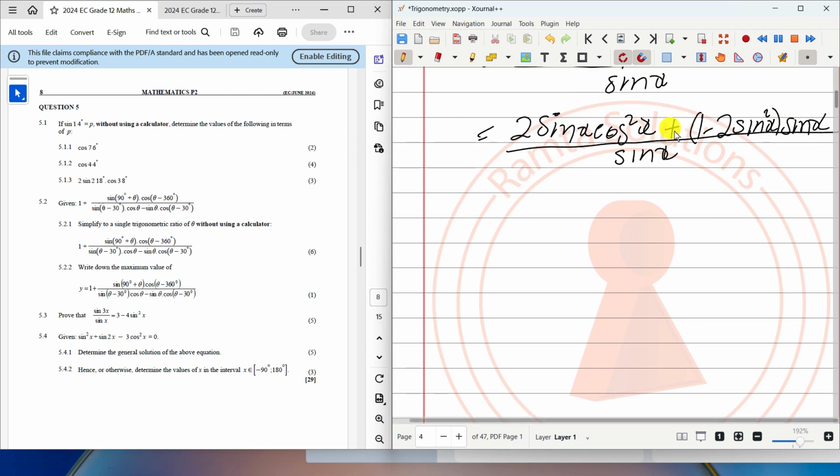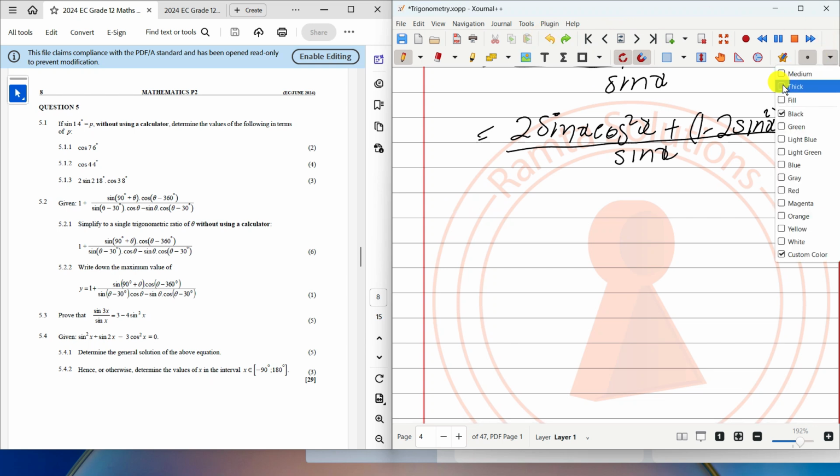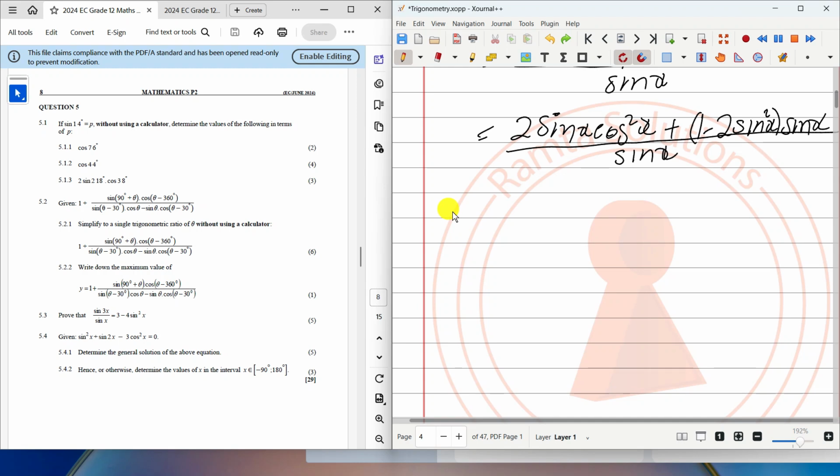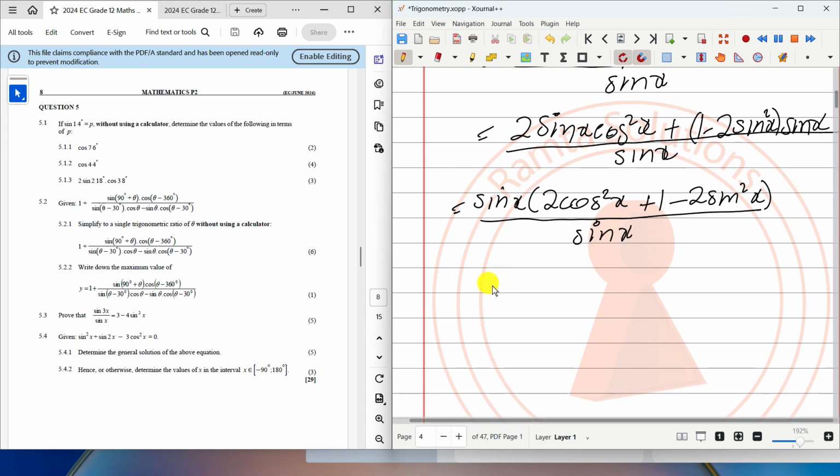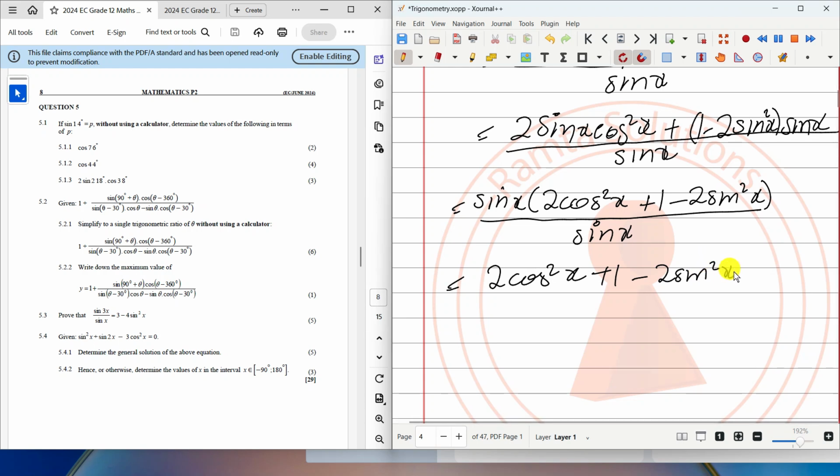Let's see now. I do see a common factor here. What is it? It is sine x. So sine x is a common factor. We are left with 2 cos square x plus 1 minus 2 sine square x, all over sine x, isn't it? The sine x's are cancelling. You're left with 2 cos square x plus 1 minus 2 sine square x.